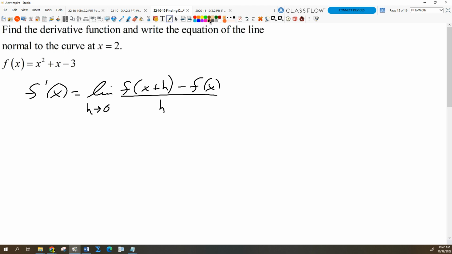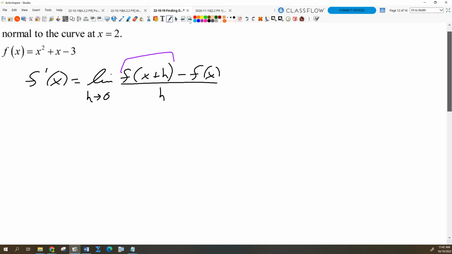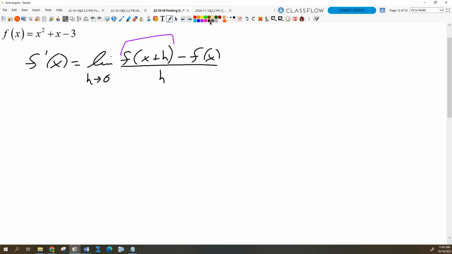Instead of f of x, we can plug in, well, we know f of x is x squared plus x minus 3. So what is this expression right there going to become? I want to say f of x plus h. What would that look like? Say it again. X plus 2 squared plus x plus 2 minus 3.